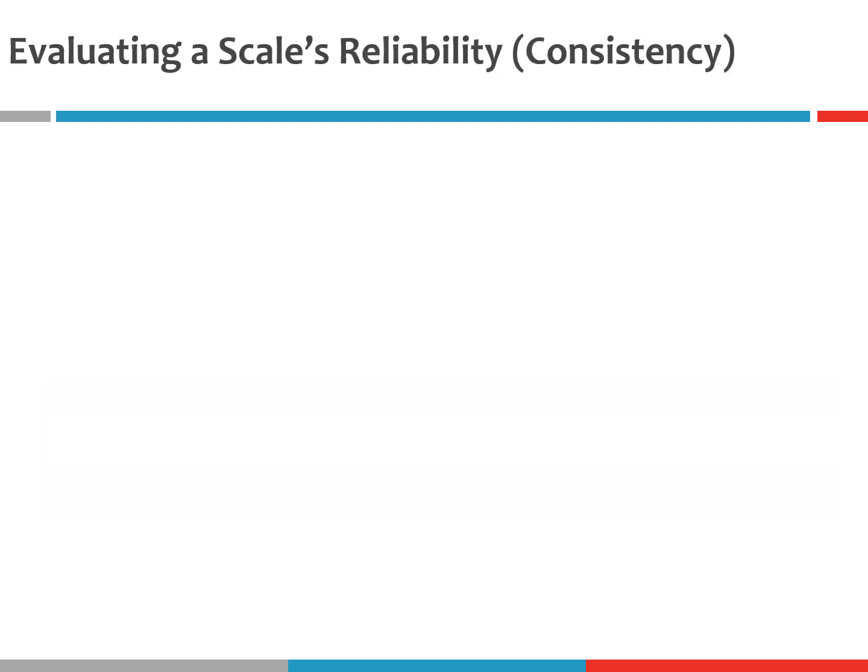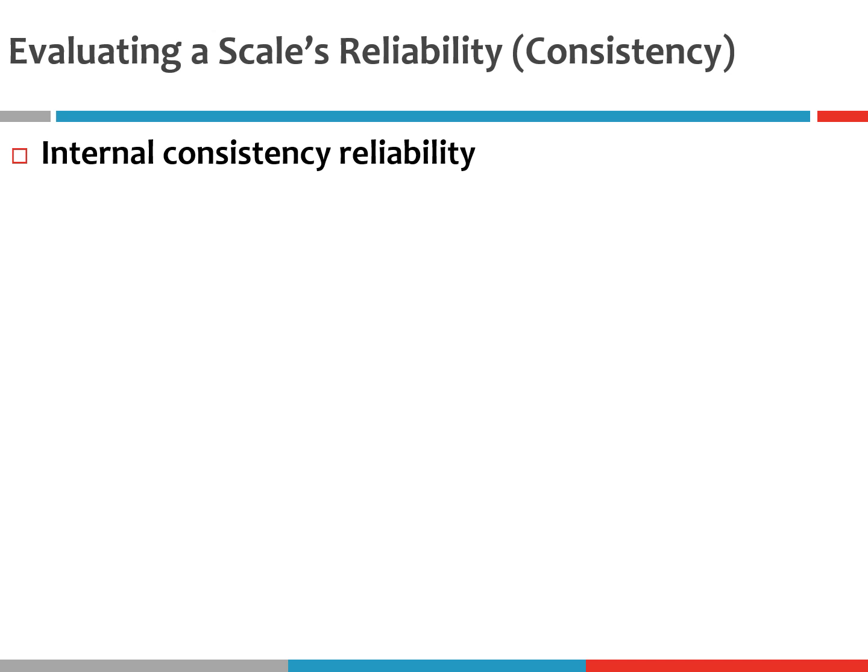Now you've come up with a scale, you figured out how to reverse code certain items, you determined how many response options for each question, so you're well on your way to completing the scale. And let's say you finish the scale and it has 20 questions, and you want to know, is it a good scale? Well, we need to evaluate it psychometrically.